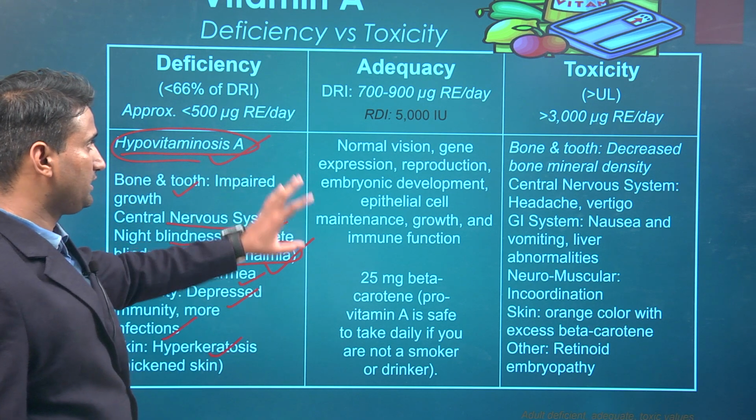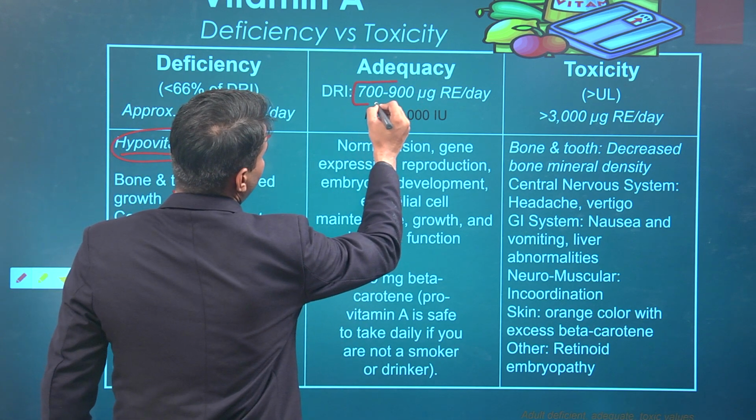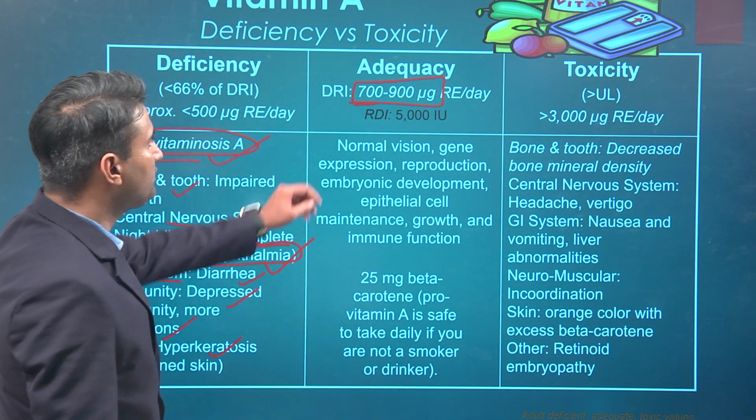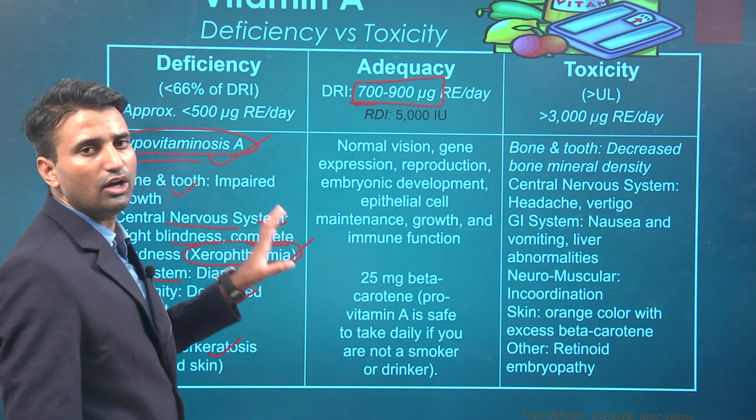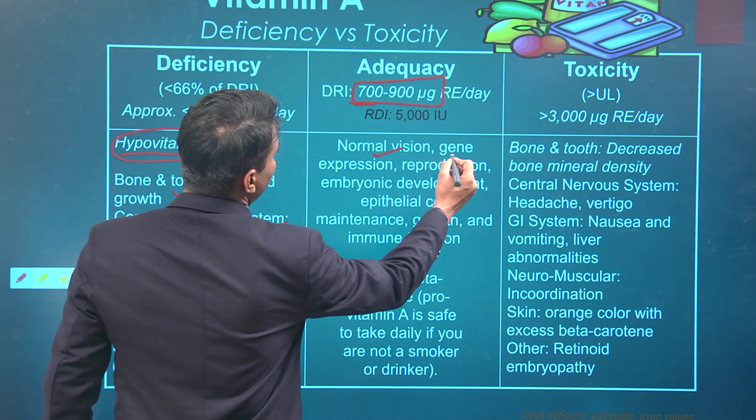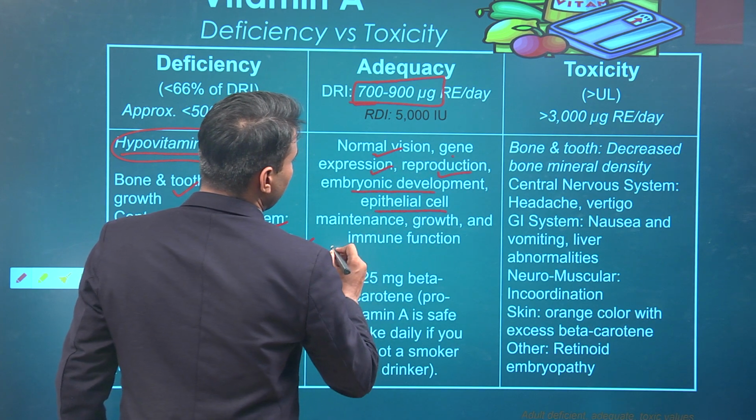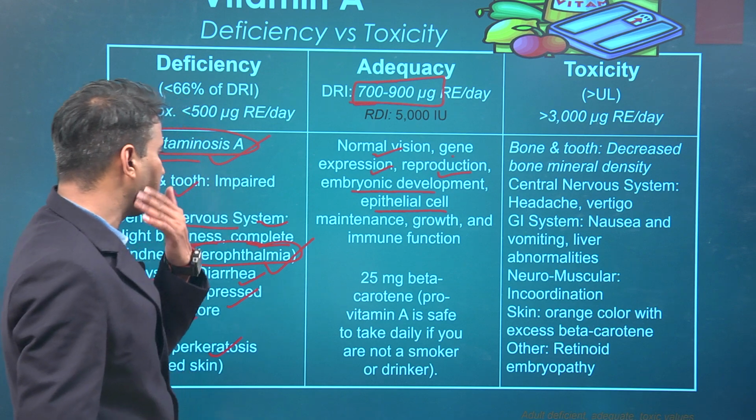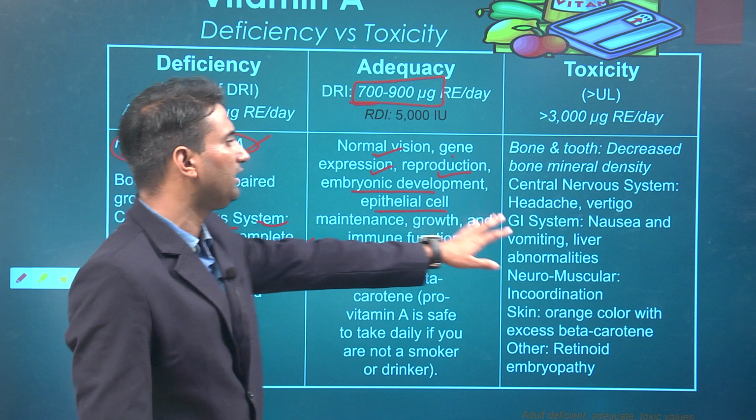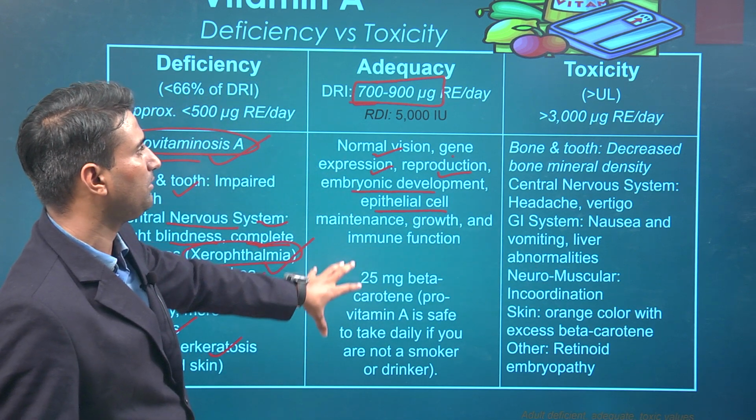Now let's try to understand the adequacy part. So adequacy is the range between 700 to 900 microgram and its RDI is around 5000 IU. Now there would be normal vision, gene expression, reproduction, embryonic development, and epithelial cells. So these are the things which are associated with it, and this does not have a problem as such. So we should be neither in this range nor in that range. We have to optimize a range which is in between.